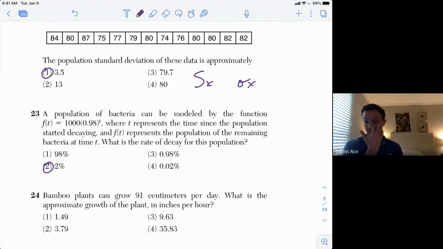Kyle, what did you do wrong here? I see you're reacting. You put 0.02. Okay, so yeah, that's the decimal form. To make something into a percent, you multiply it by 100.